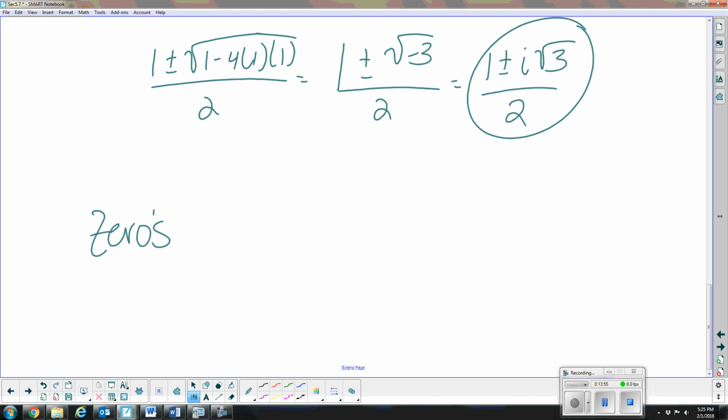I have to have 5. I'll start with my quadratic ones. 1 plus i times the square root of 3 over 2. 1 minus i times the square root of 3 over 2.